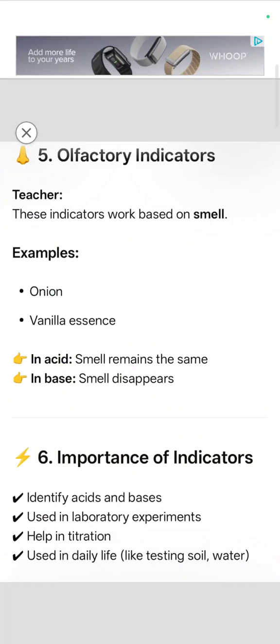Talking about the importance of indicators, the indicators help us to identify acids and bases. The indicators are used in laboratory experiments. They help in acid-base titration. Also, the indicators are used in daily life, like testing the pH of water and testing the pH of soil. So these are the importance of indicators. So this was all about the indicators.